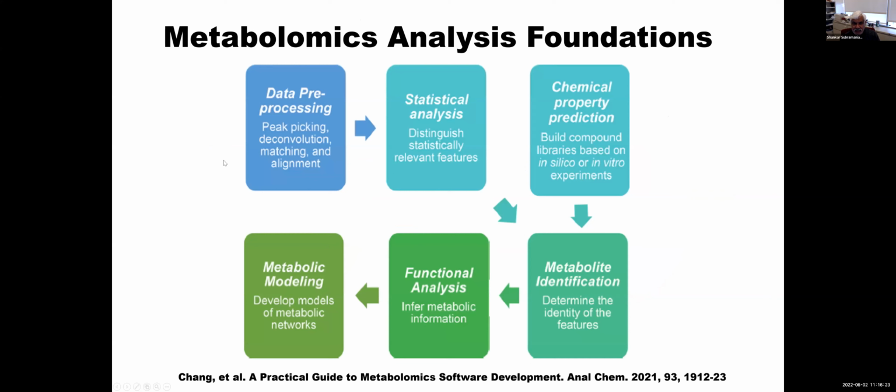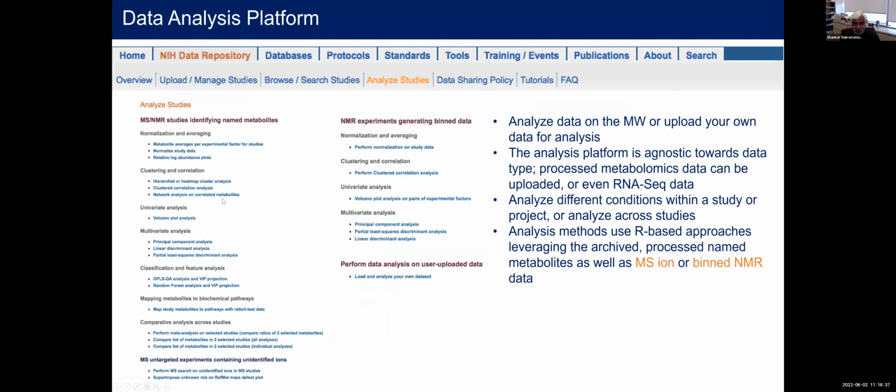Art Castle started off the meeting by presenting our workflow for Metabolomics Analysis Foundations. One of the most widely used resources in the Metabolomics Workbench is the tool set. We have provided a whole list of tools. In fact, we provide statistics, I mean, you name it. We have got all the tools: normalization, clustering, univariate analysis, multivariate analysis, mapping metabolites to pathways, comparative studies across studies, untargeted mass spectrometry studies, NMR experiment studies, volcano plots, etc. So we provide you with a whole list, and this is for an average biologist. It is not meant for Oliver Fiehn.